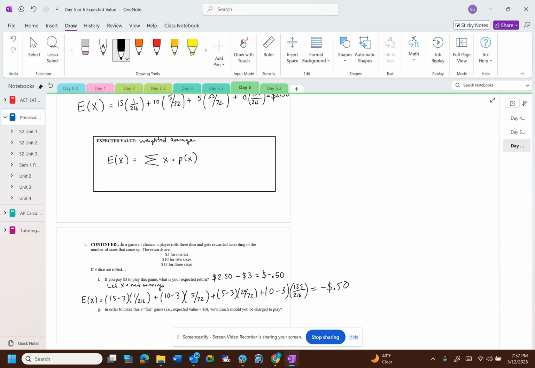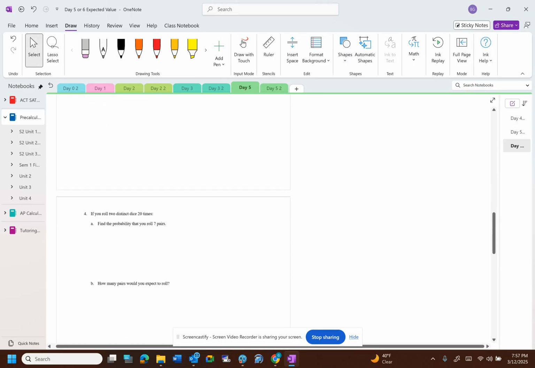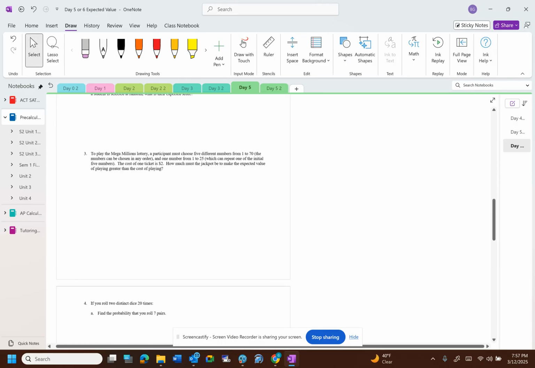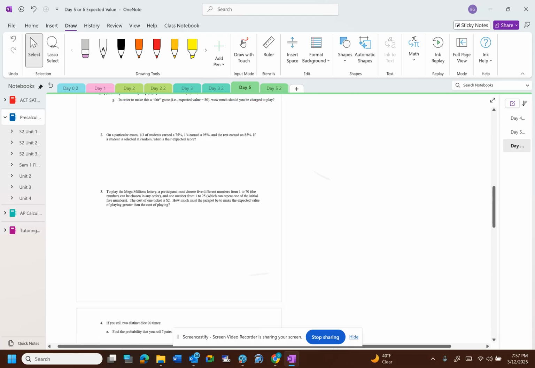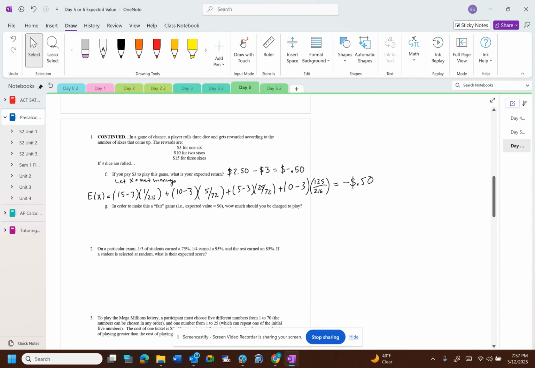So I'll let you work through the rest of these. They're pretty much all the same thing. I'll post the answers on Canvas, but hopefully that gets you a good start on that. Your homework deals with binomial probability and expected value.